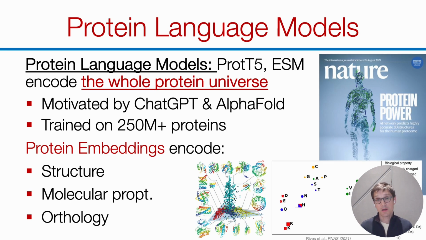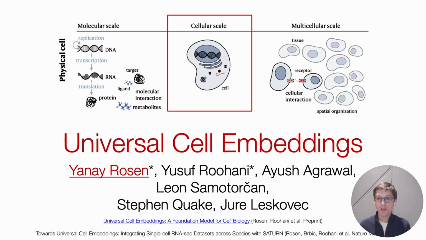There are many examples across all these different modalities or types of molecules, but one prominent example is the protein language models that encode the entire protein universe. They are motivated by AlphaFold and ChatGPT, trained over 250 million plus proteins, and they basically can take a protein and give us a protein embedding. These embeddings capture structure, molecular properties, as well as orthology information. Now that models like ESM have been built, the question is, how do we go to the next scale? How do we take the molecular scale embeddings and bring them to the cellular scale?